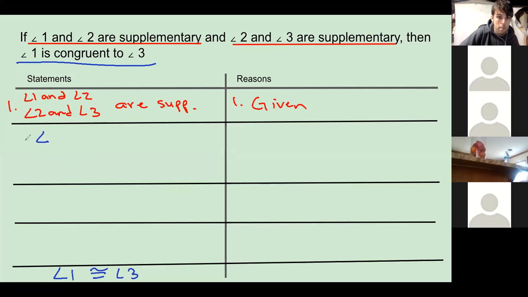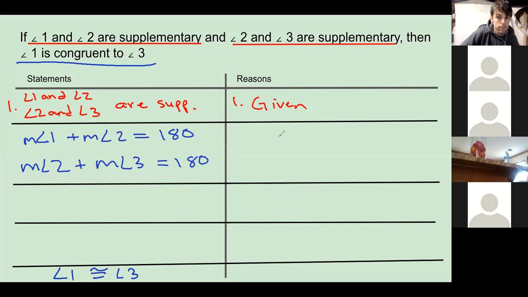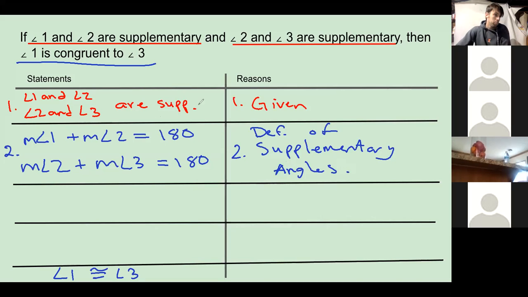So I can say that the measure of angle 1 plus the measure of angle 2 has to equal 180. And also the measure of angle 2 plus the measure of angle 3 has to equal 180. And that's just the definition of what supplementary angles are, right? Since we know they're supplementary, this is the definition of supplementary angles. Easy enough. And this one is actually even easier than the last one.